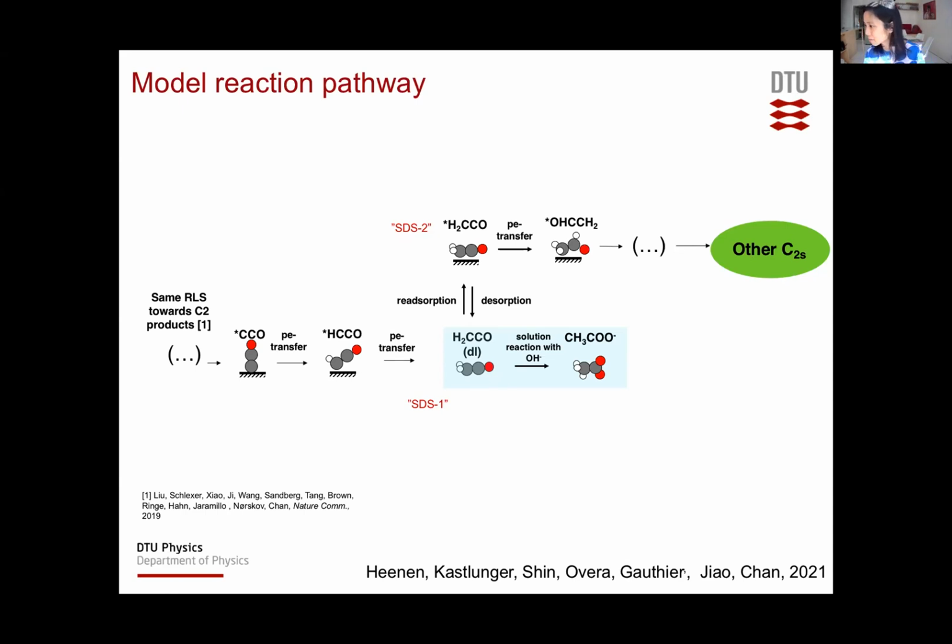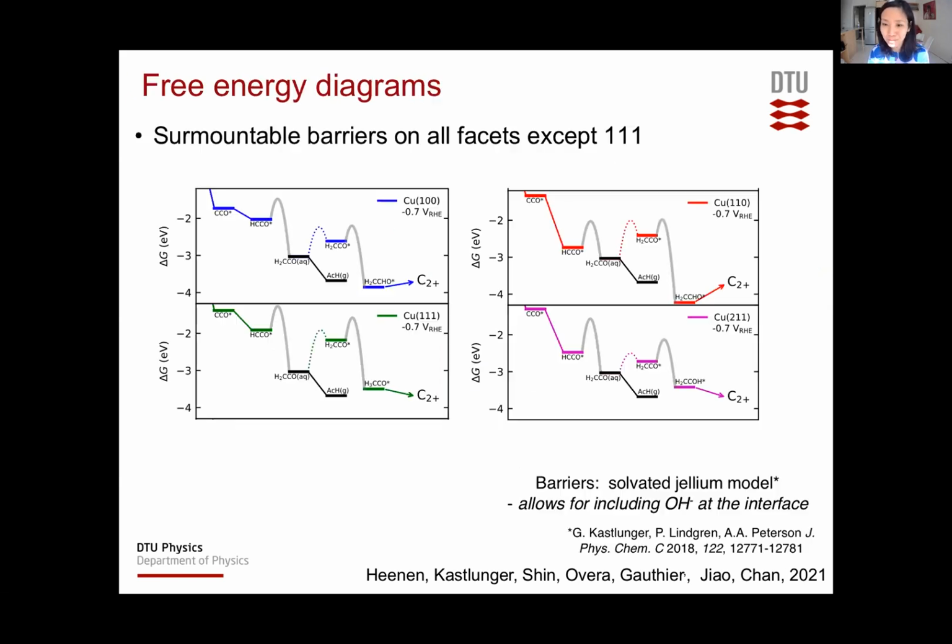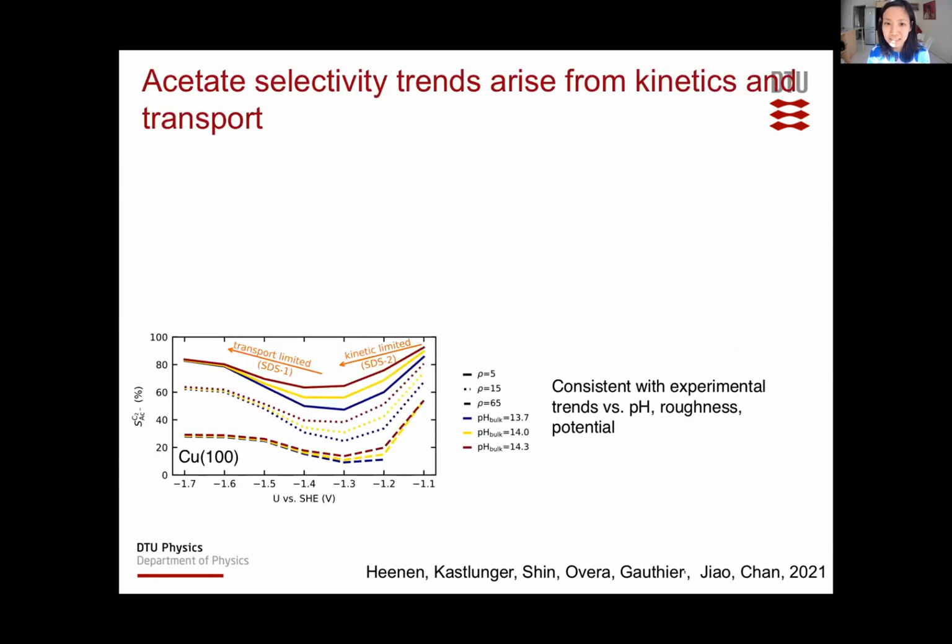And I think I'm actually nearing the end of my time. And so I think I'm going to skip over the details of this kinetic transport model and skip over to the results. And so on the basis of ab initio kinetics and a very simple transport model, we obtain the following selectivities as a function of potential that is, again, qualitatively consistent with experiments. And through this, we can rationalize the trends that we see.